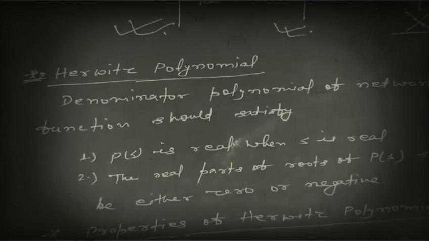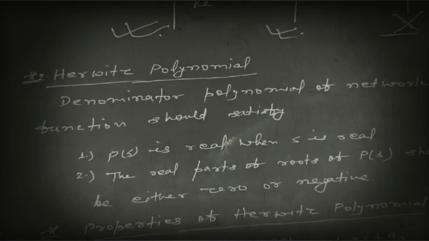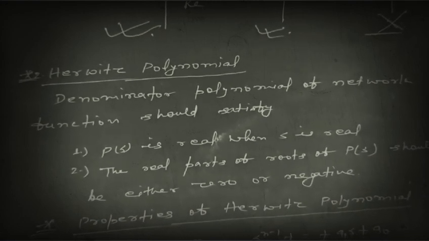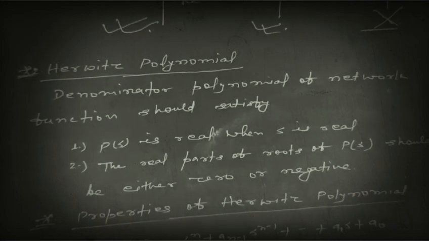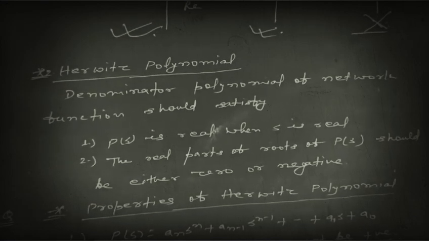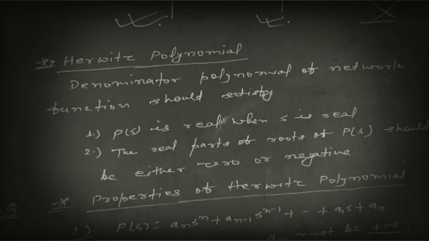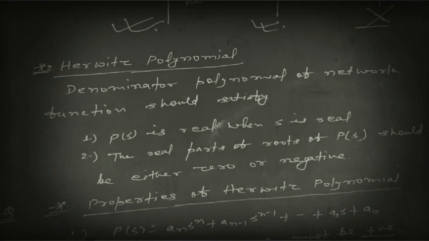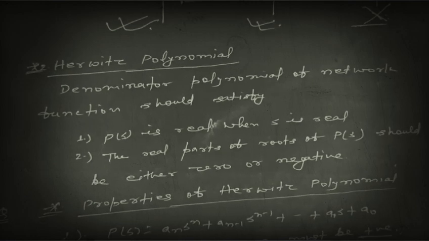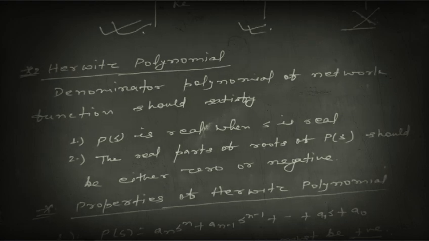Next, we have Hurwitz polynomial. So this is a very important concept. We are going to study Hurwitz polynomial. So what is Hurwitz polynomial? Hurwitz polynomial means, we basically have a network function with a numerator and denominator. We are going to deal with the denominator polynomial only in the case of Hurwitz polynomial. That means the denominator polynomial should satisfy some conditions, then only it will be called a Hurwitz polynomial.